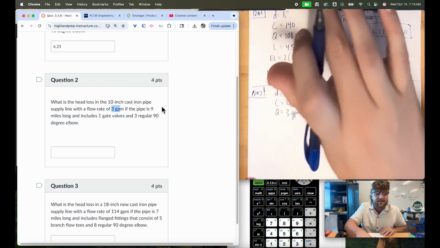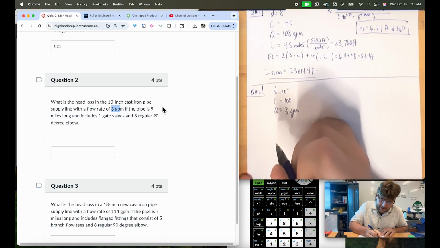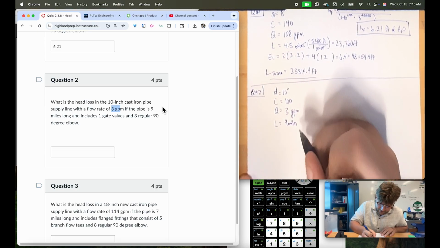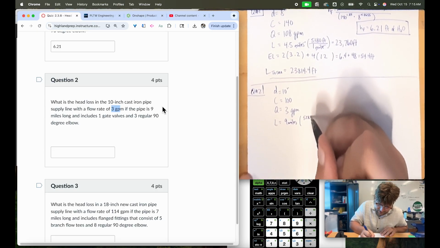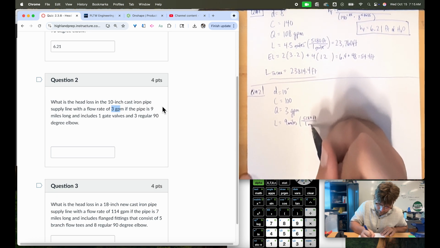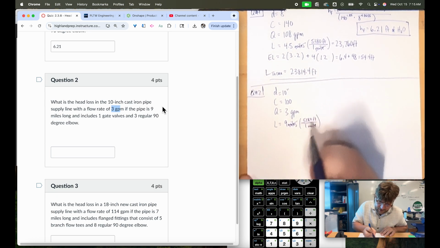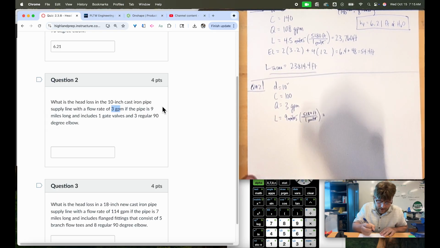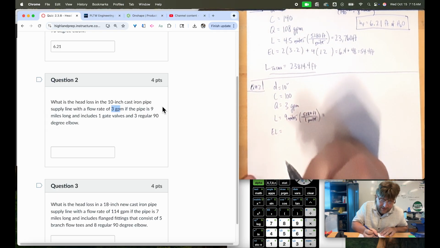All right. If the pipe is 9 miles long, wow. So length equals 9 miles. Remember, we do need to multiply this by our conversion factor, 5,280 feet in 1 mile. We multiply by this fraction, so the units of miles cancel. Then we'll be left with some value of feet. And then we have the following equivalent length calculation.